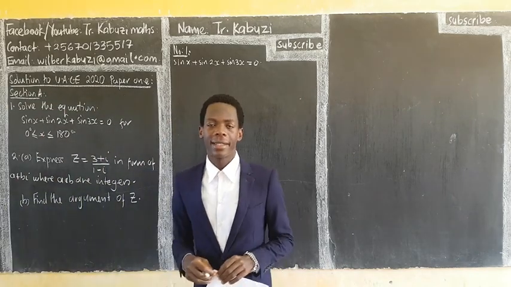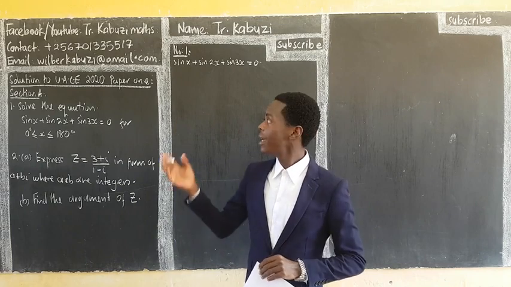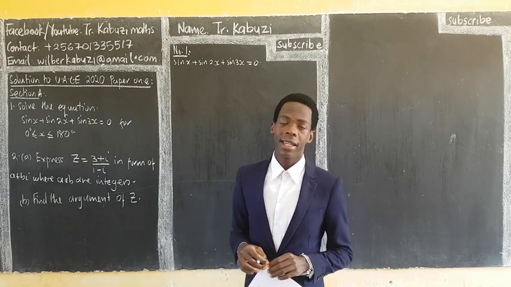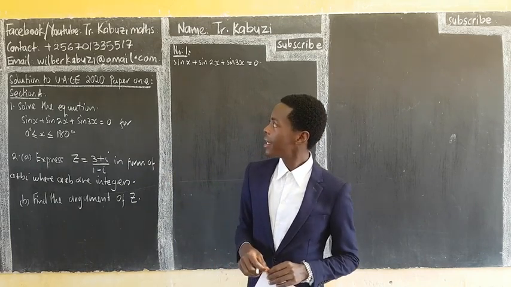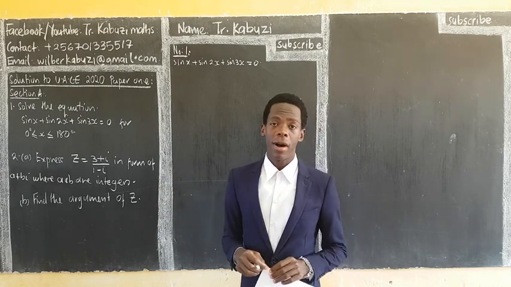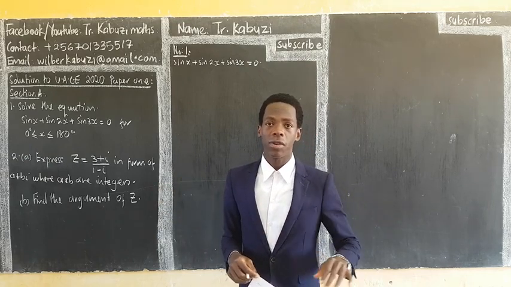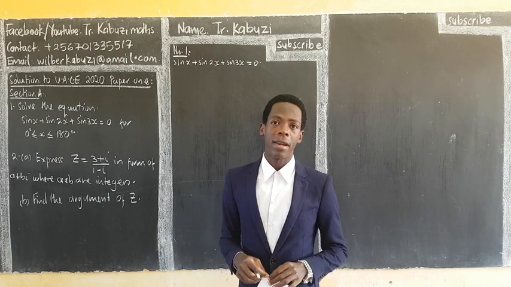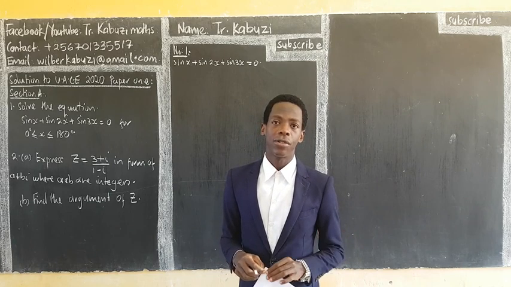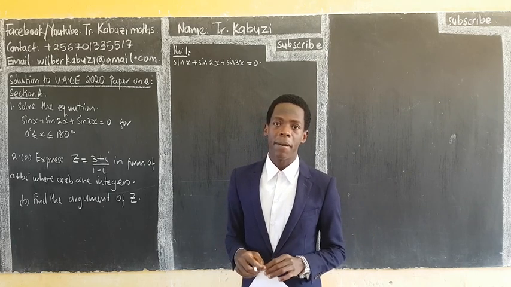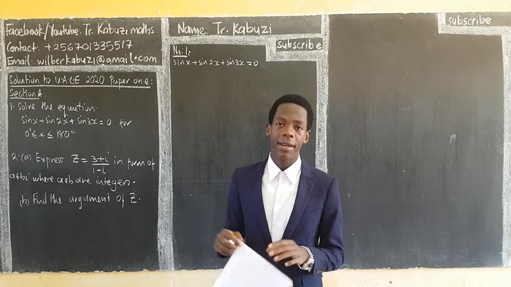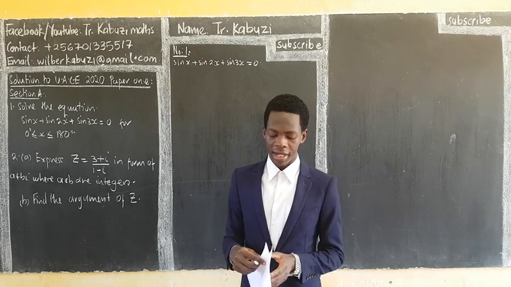Okay, welcome members. Today we are going to handle the solutions of UACE Advanced for 2020, Paper 1. As we've seen, we have covered all the topics for Paper 1 and Paper 2 for O level. Now we are going to see how the papers are pairing. So this is for UNEB 2020.